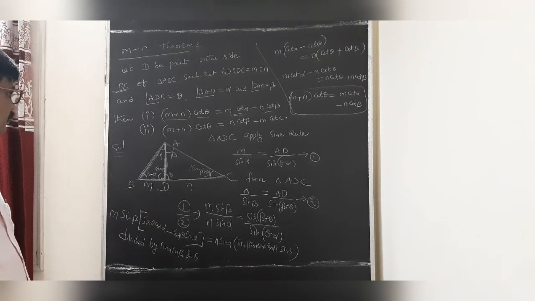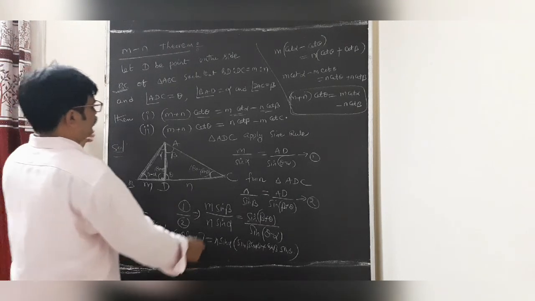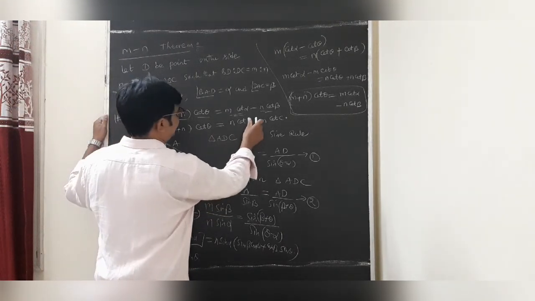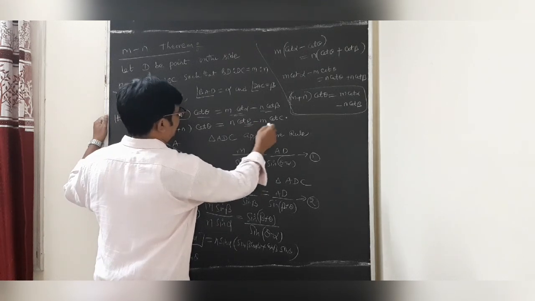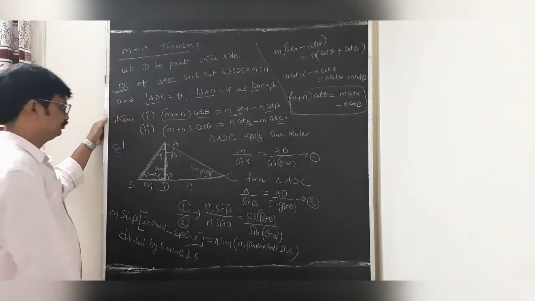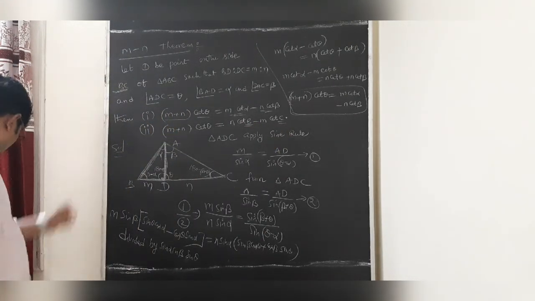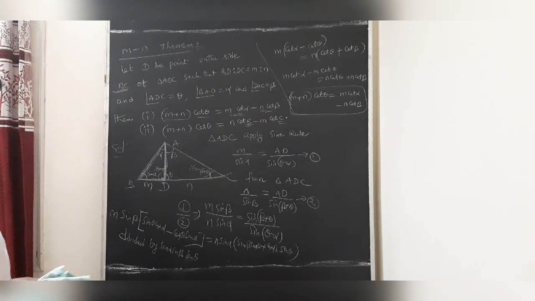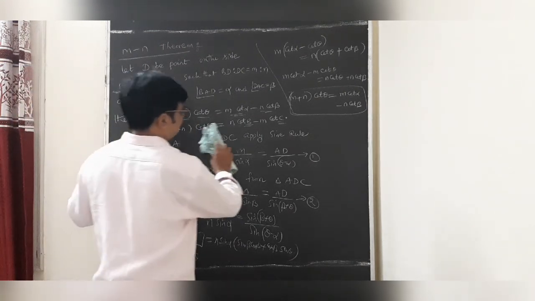My dear students, in the next one, (m plus n) cot theta in terms of cot B and cot C. So how can you write this? So just 1 minute, students. Here we can observe.